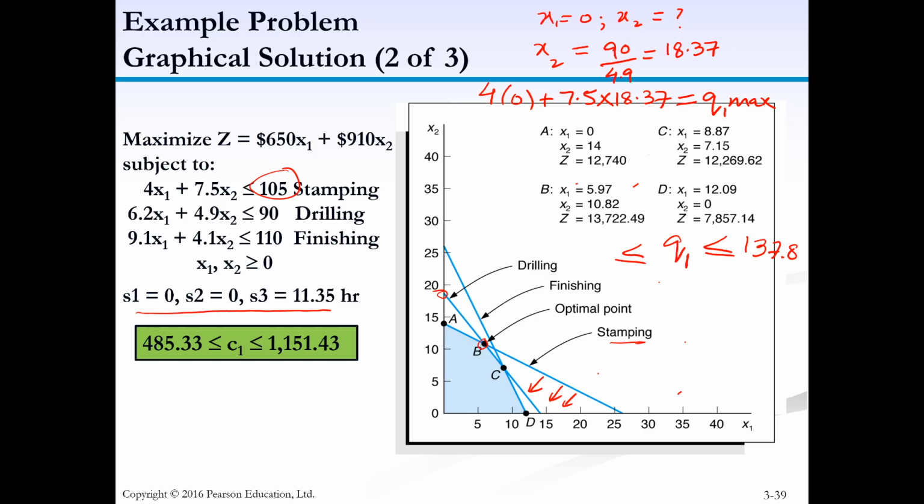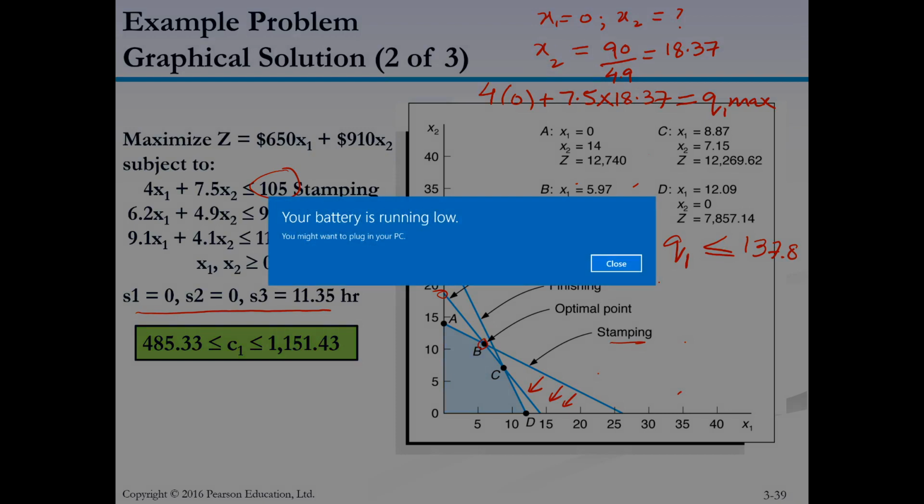When this side we are moving, this point starts moving downward, and it will have a corner point.